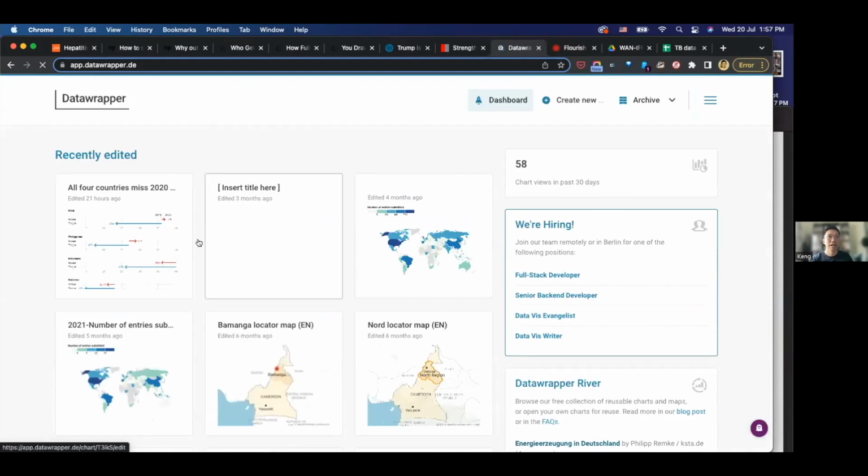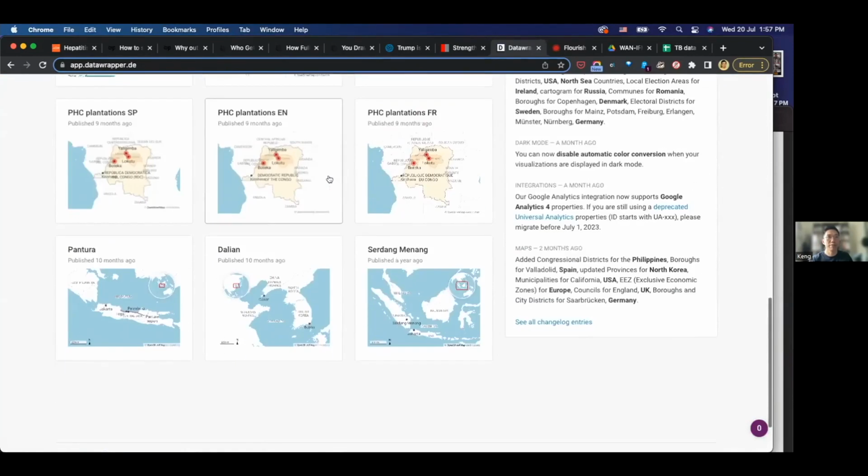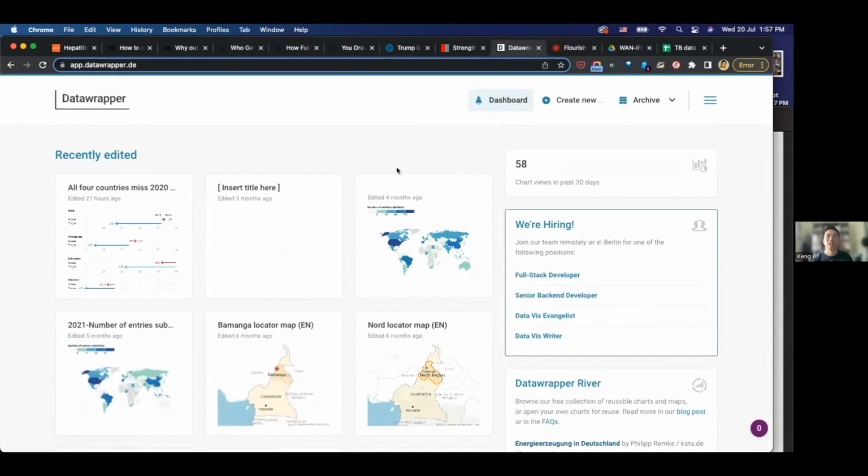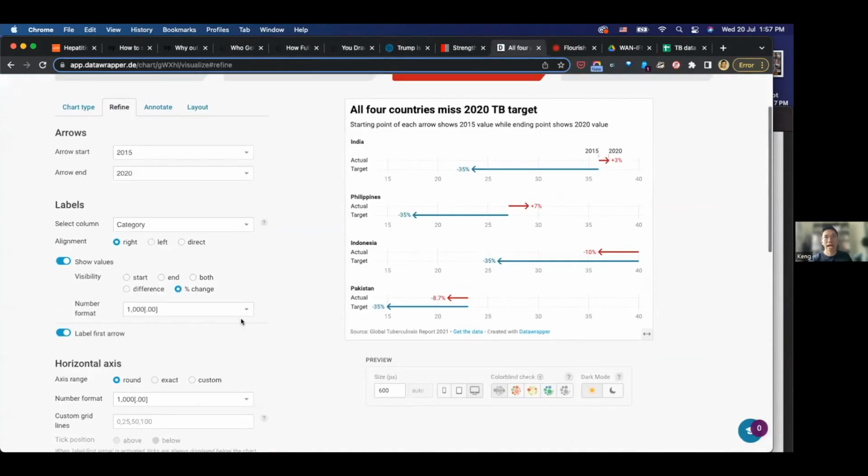You can see that these are all the charts that I have made before. All the charts that you have made will be kept in your account, right? So I'm going to make something like this. Let me show you this chart. This is called an arrow chart. It is not available on Flourish. It is only on Data Wrapper.